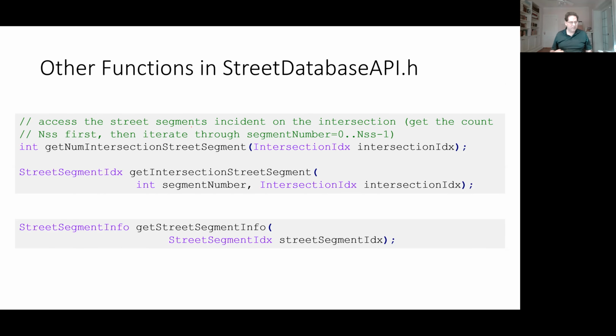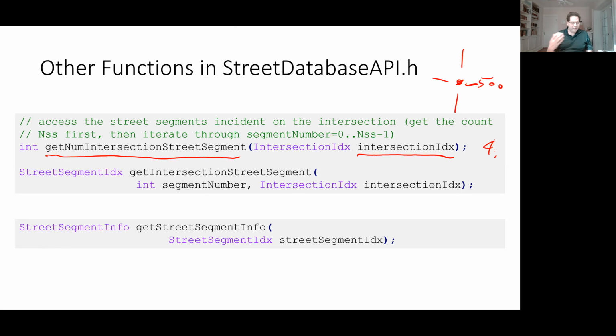Other functions in the Streets Database API that are useful to us: we can take an intersection ID. So again, maybe this is number 500, and we can call this function get num intersection street segment. So what that tells us is, let's say I passed in the number 500 as my intersection ID. It's going to tell me how many street segments intersect that or touch it. So in the little picture I drew, this would return the number 4 because there are 4 street segments.